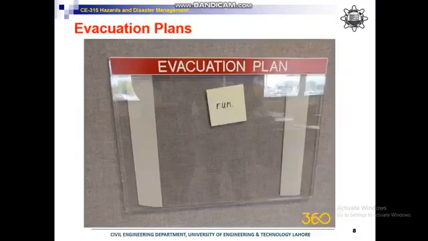Then the next one is a proper evacuation plan. This is the third item in preparedness measures which can significantly reduce the chances of a hazard becoming a disaster. So two options can be there. One is a disaster plan like this, where you simply have to run without knowing in which direction you have to move or where the exit is.